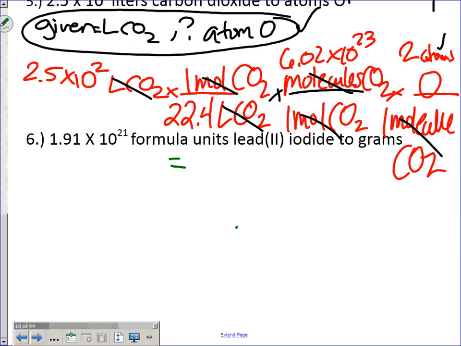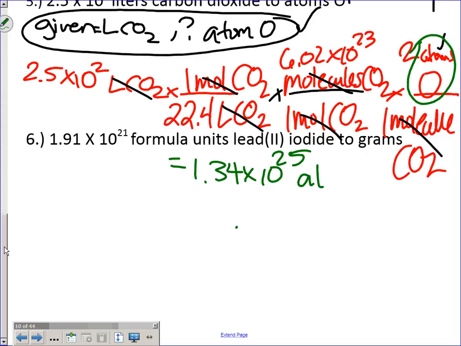Anybody? Rishi. 1.6 times 10 to the 25th. And what are those units here? What are the units? Atoms of oxygen are the only units remaining, right? So atoms of oxygen that we get here.